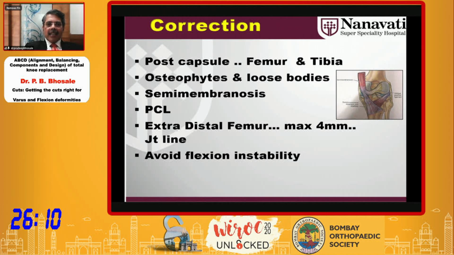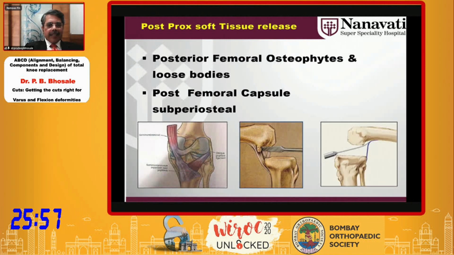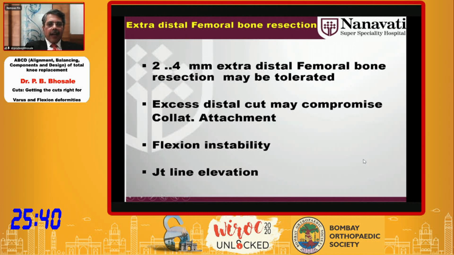You need to do an extra distal femoral cut, maximum up to 4 millimeters, but that changes the joint line. You have to be careful about that, and always avoid flexion instability. See that the extension gap is tight, and you try to adjust the flexion gap. Usually it is lax, so it is very important titration. So femoral osteophytes and loose bodies, and this is how you should release the posterior capsule very carefully from the femur, and it really helps. Go very carefully around the tibia, that gives wonderful relaxation.